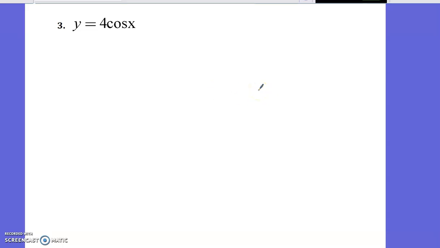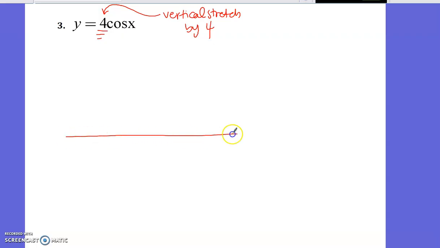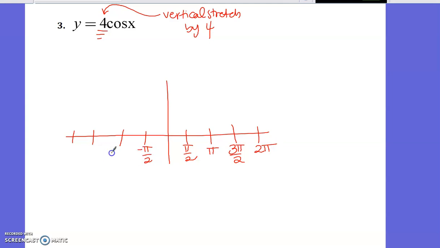Okay, so let's look at this one. This is y equals 4 cos x. This 4 out front, just a little review on transformations, will be a vertical stretch by 4. So this is not changing our x-axis. So let's go ahead and label this like we did. We'll see an example of where this does change, but this transformation isn't changing anything about the x.